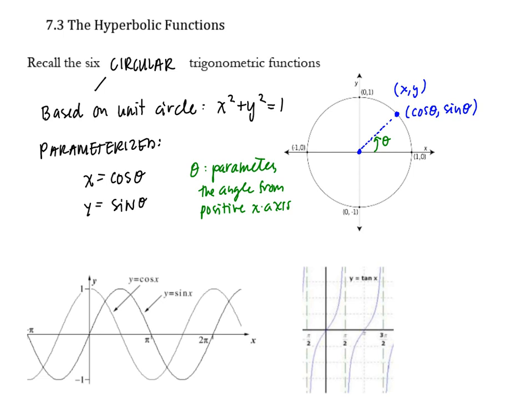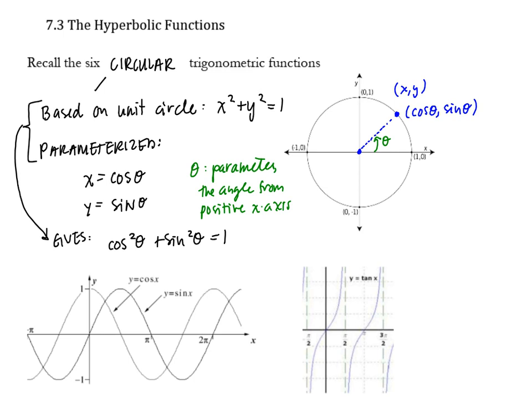As theta grows, we get different values for cosine and for sine, and we can trace out this unit circle. Now this parameterization and the unit circle equation together give the Pythagorean identity. If x is cosine and y is sine, substitution gives that cosine squared theta plus sine squared theta equals 1. That was the Pythagorean identity. It just comes from substituting the parameterization for x and y into the equation of the unit circle.